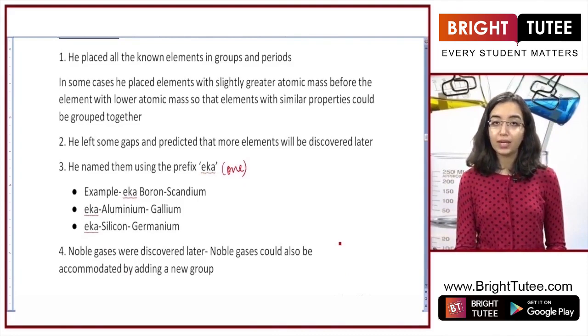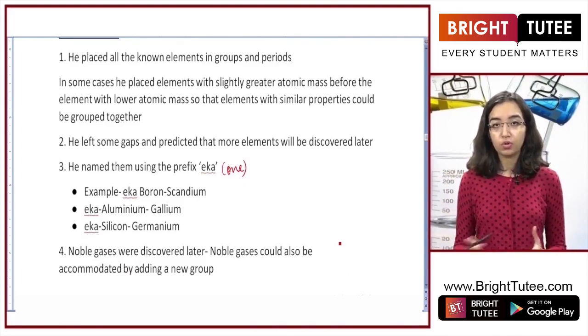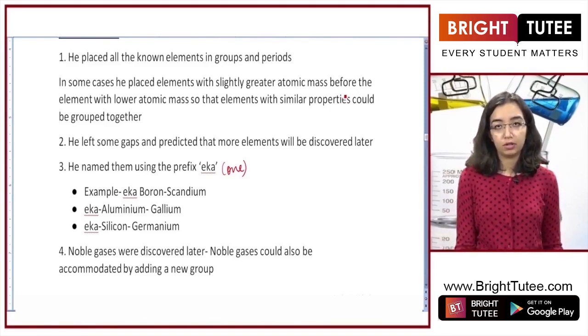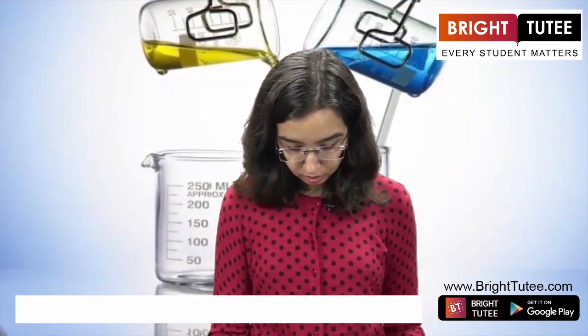Why? Because noble gases are inert in nature, so they do not show any reaction, and also because the concentration of them in the air is very less, so they are present in a very small amount, and also they do not react. So because of this, we did not know about their existence for a long time. But when we did discover them, we just added a group and put them separately, and there was no problem with the classification system. So it could also accommodate the noble gases after the discovery.